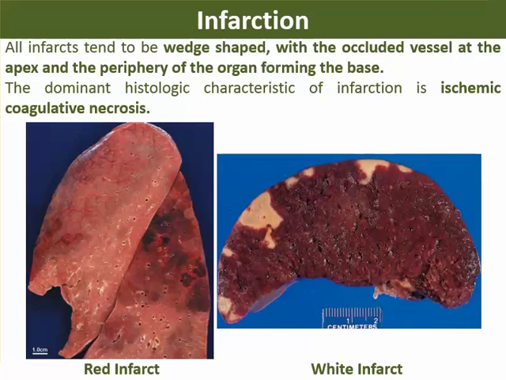Now coming to the morphology of infarction. The morphology of the infarction will be wedge shaped. Wedge shaped means like this, a triangular shape. Here the blood vessel will be occluded, so the infarction forms like this. Understand?